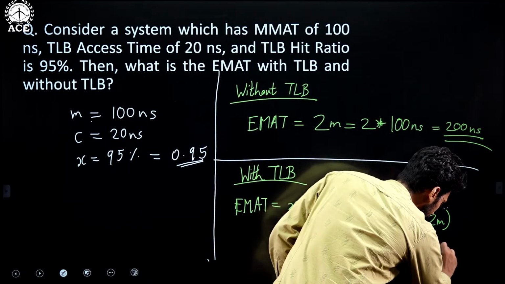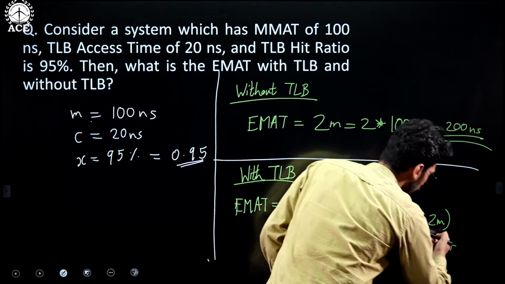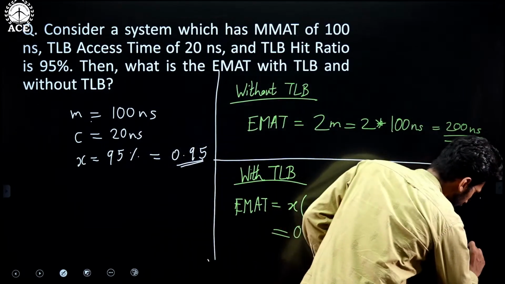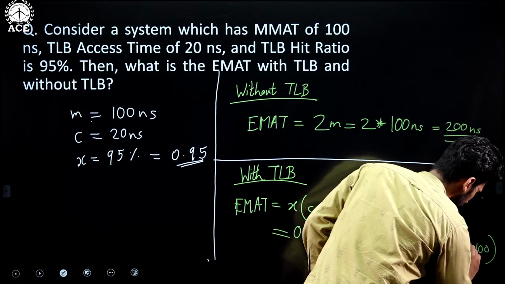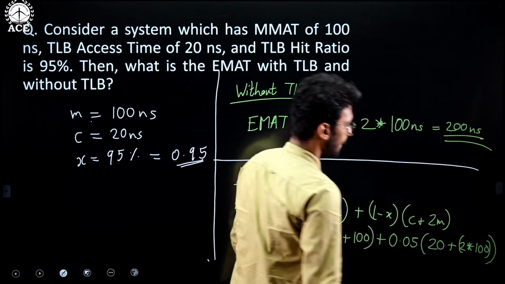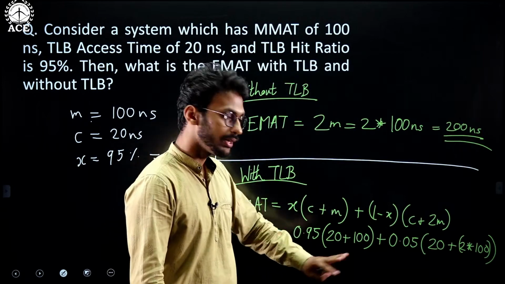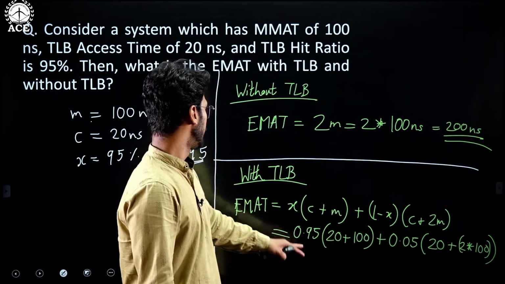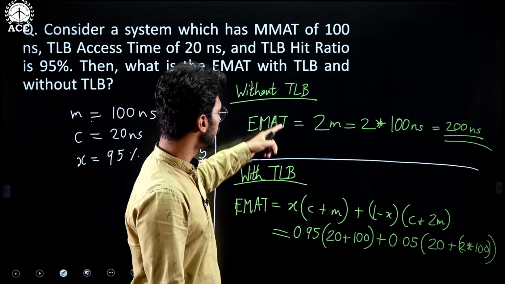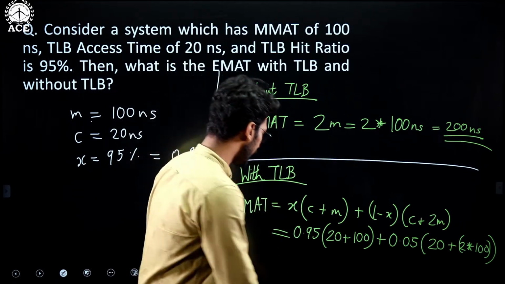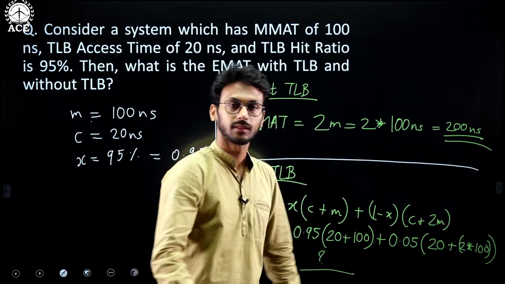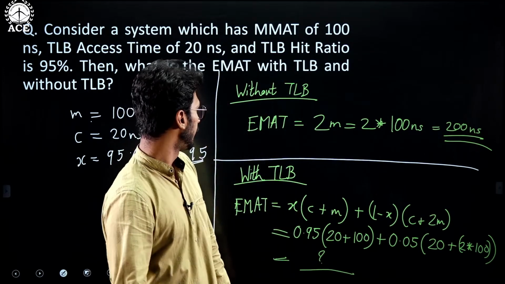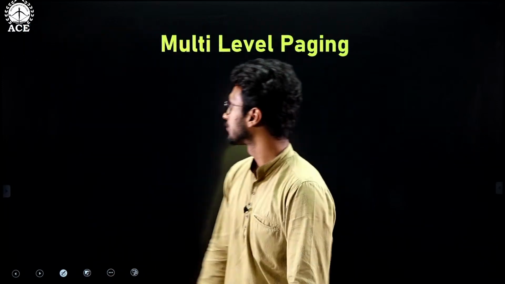Okay. 1 minus 0.95 is 0.05. Okay. 20, TLB access time. 2M. What is 2M? 2 into 100. So 2 into 100. Done. You calculate it, you will get the answer. Okay, with TLB and without TLB. This is without TLB, 200 is the answer, and with TLB just calculate it. Okay, you just do it. Done. Let's see the next one.